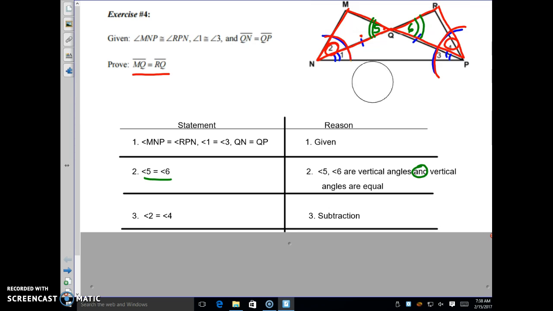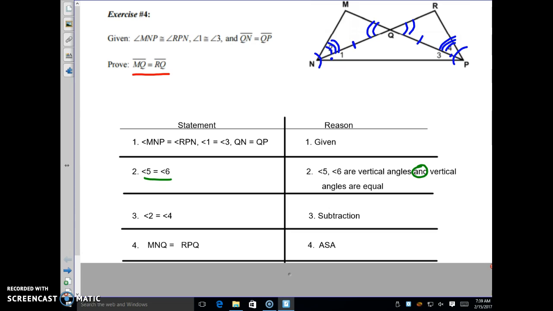So I'm going to go ahead and get rid of all of the marks that I have here so that we can clean up what we have just proven. We've taken 2 vertical angles and had them equal to each other. We had a whole angle, and we had this angle, and we had a whole angle, and we had this angle. We now can say angle 2 is equal to angle 4. And then we knew that these 2 pieces were equal. We now have equal triangles, triangle MNQ and triangle RPQ, by angle, side, angle.